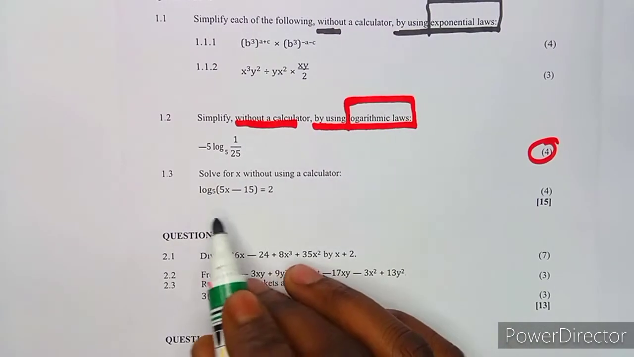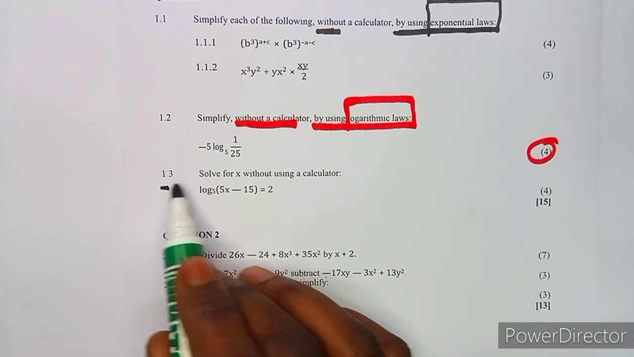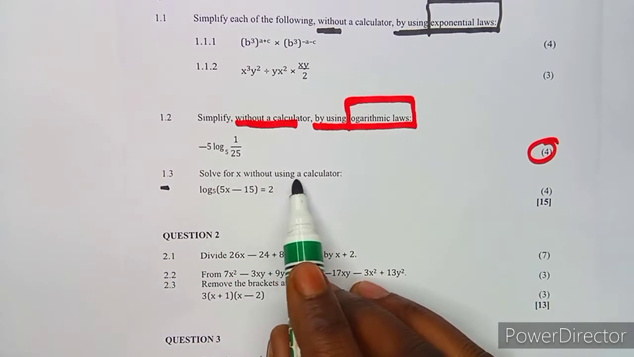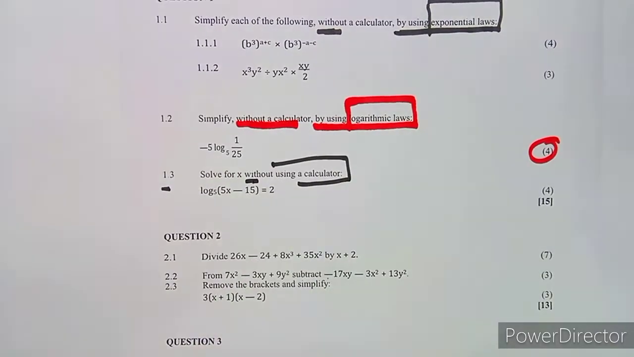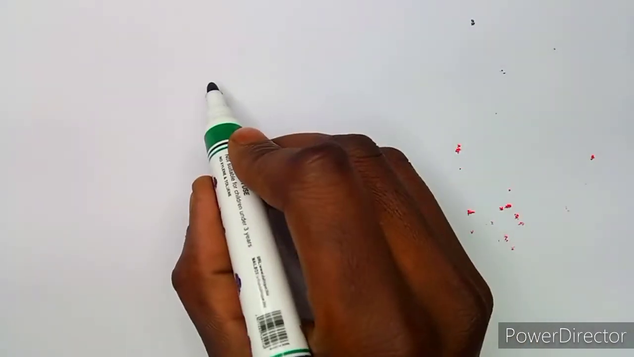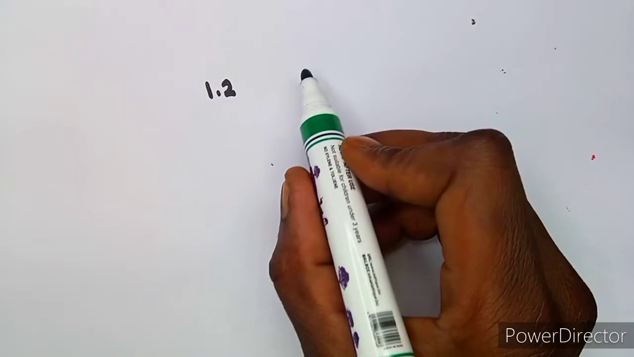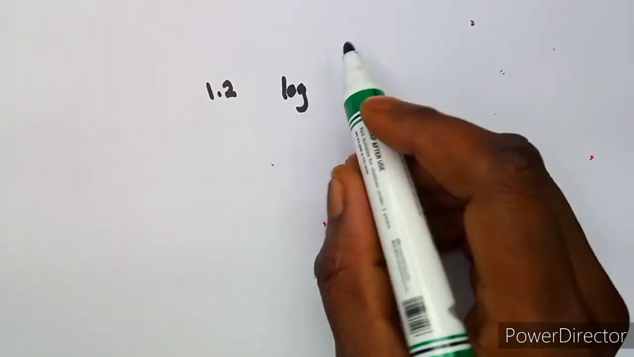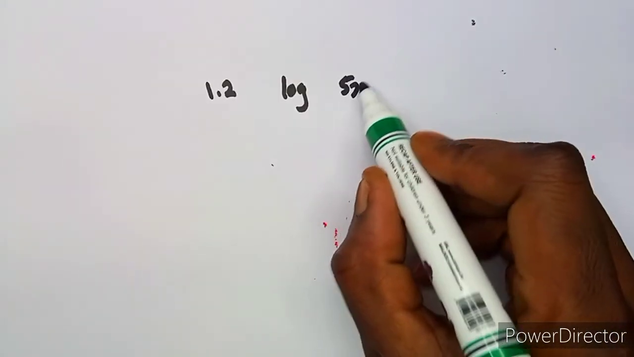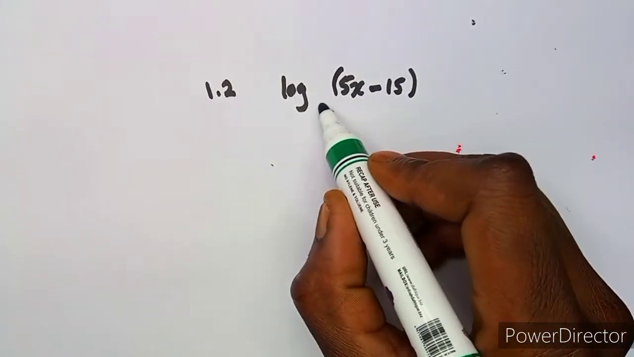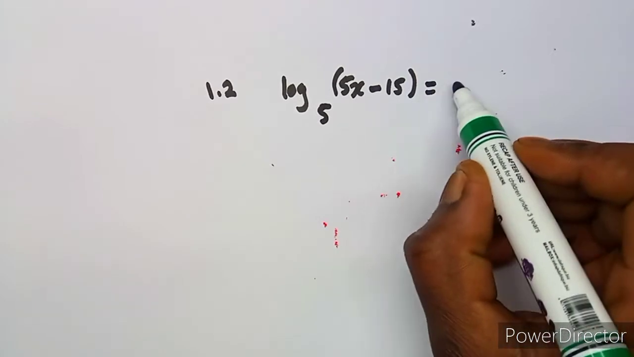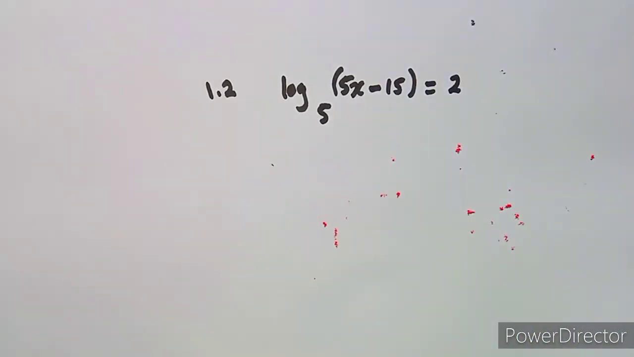Let's see another one that we are given here on 1.3 is now to solve for x without using a calculator. Take note, guys, without using a calculator. Okay, we want to solve for x. This time it's an equation. This one is an equation, guys. Log 5x minus 15 like this in base 5 is equivalent to 2 like this. All right, we want to solve for x.